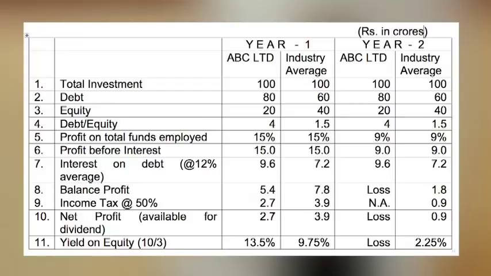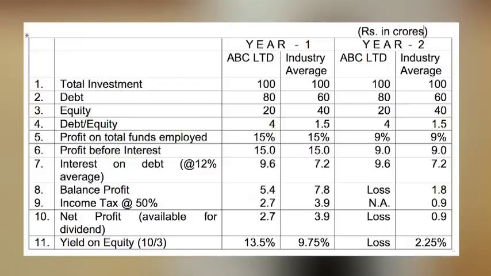And yield on equity. How are we working out yield on equity? That is the net profit available divided by the equity. Equity is 20, and in the first year net profit available is 2.7, and 2.7 divided by 20 gives 13.5%, that is the profitability or yield on the equity. 20 crores is equity, the industry equity yield is 10.5.